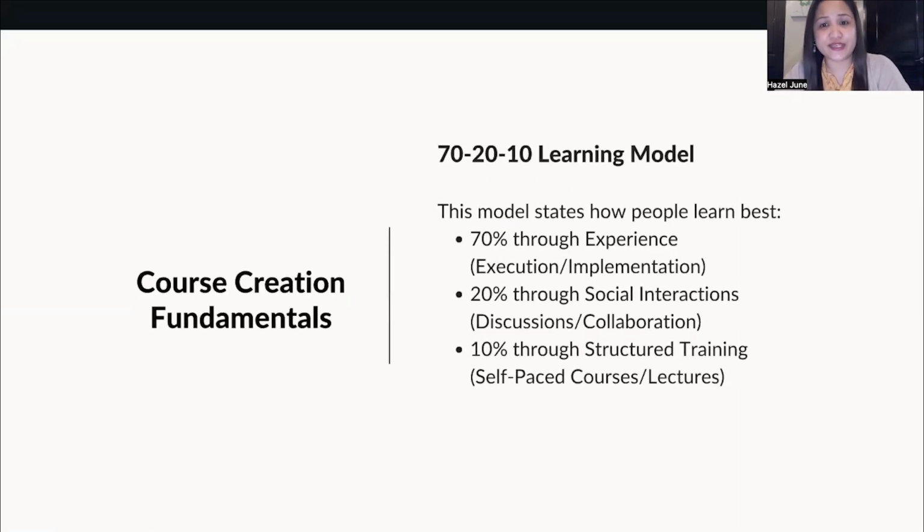So let's go over the 70-20-10. This is actually one of my favorite learning models. The 70-20-10 says that 70% of people learn from experience, meaning actually doing the thing. That's how they learn. 20% learn from social interactions, meaning discussions, engagement with their peers, collaboration. Discussion boards are a form of social interaction. And then the last 10% learn through structured training, meaning videos, self-paced courses, and lectures. So that's the 70-20-10 model.